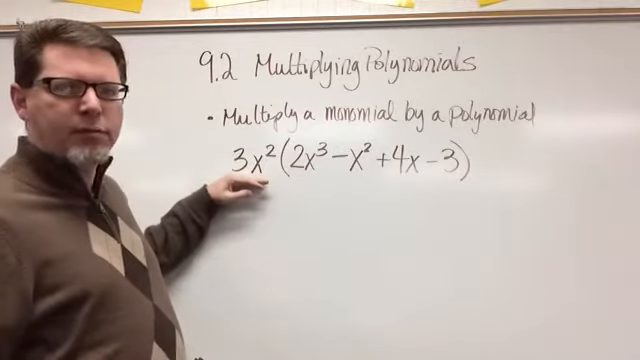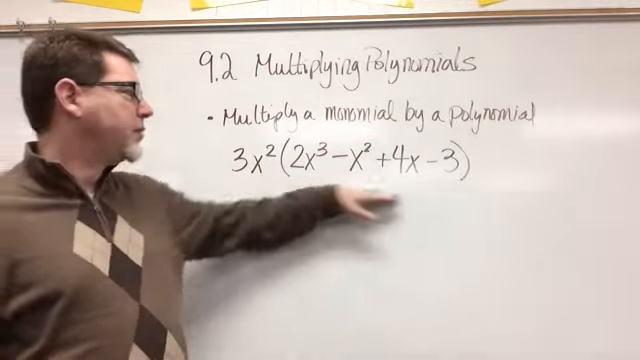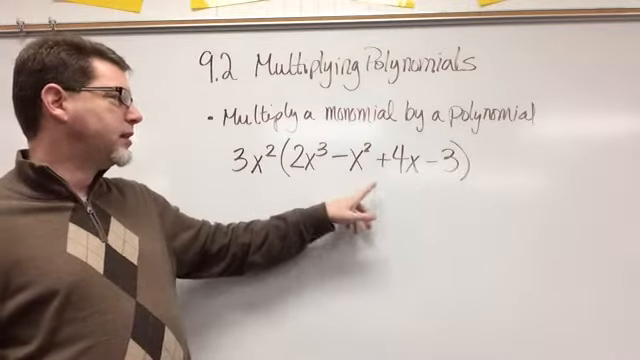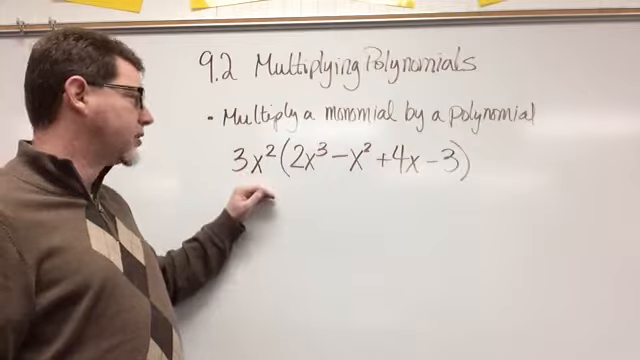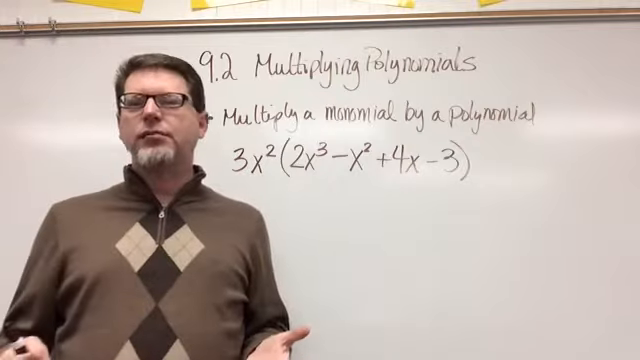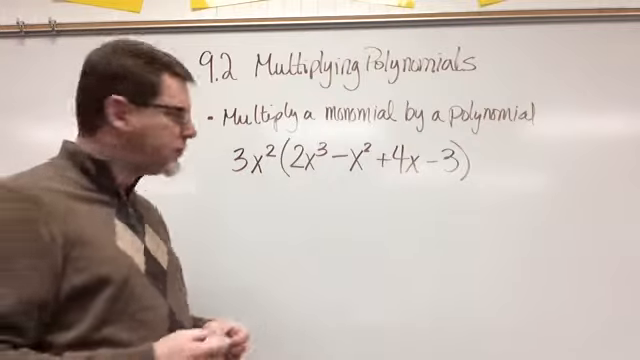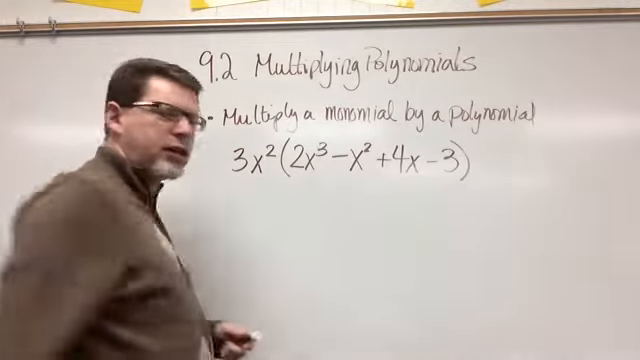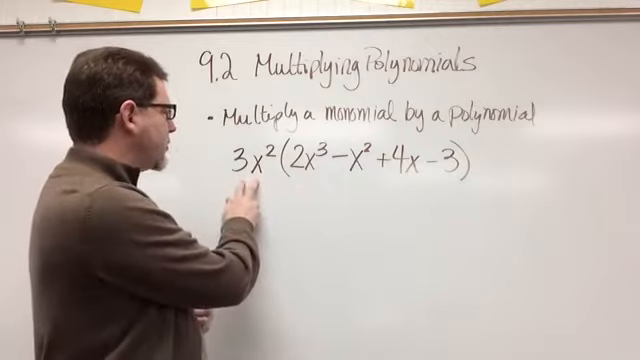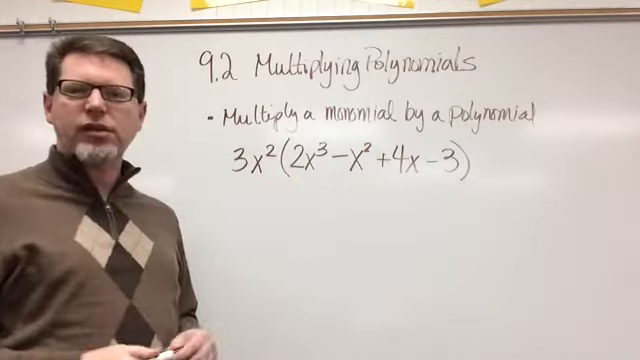So I have my monomial 3x squared, and I have my polynomial 2x cubed minus x squared plus 4x minus 3. And I need to multiply this 3x squared, which is exactly the same thing as the distributive property. So we're going to take 3x squared and multiply it by all four terms in our polynomial. So the first thing is 3x squared times 2x cubed.